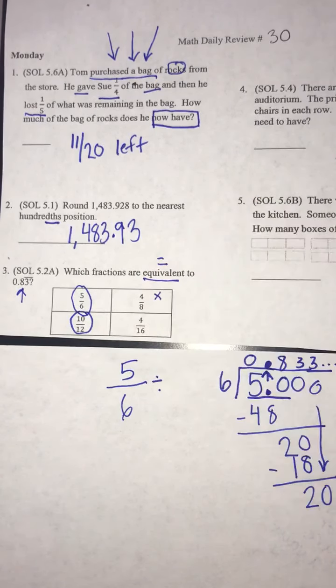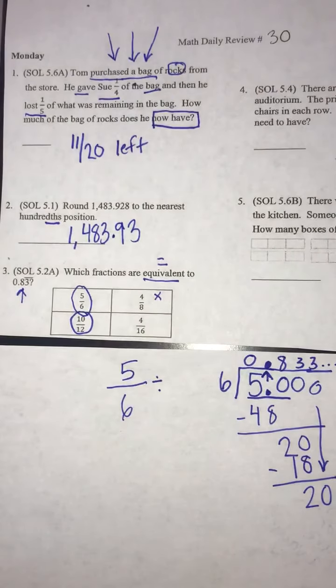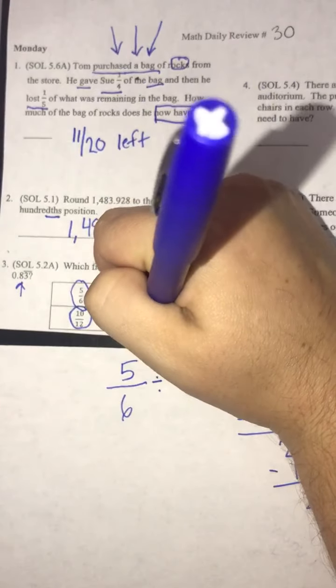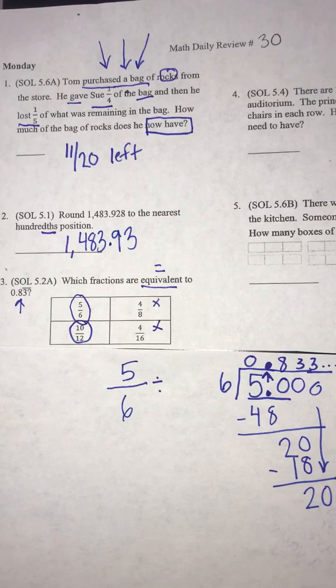Let's do 4/16. So in the calculator, you do 4 divided by 16. And I get 25 hundredths or 25 cents. And so that also does not match my 83 cents or 83 hundredths goal. So 2 of those 4 fractions are equal. Hopefully that calculator trick helps you.